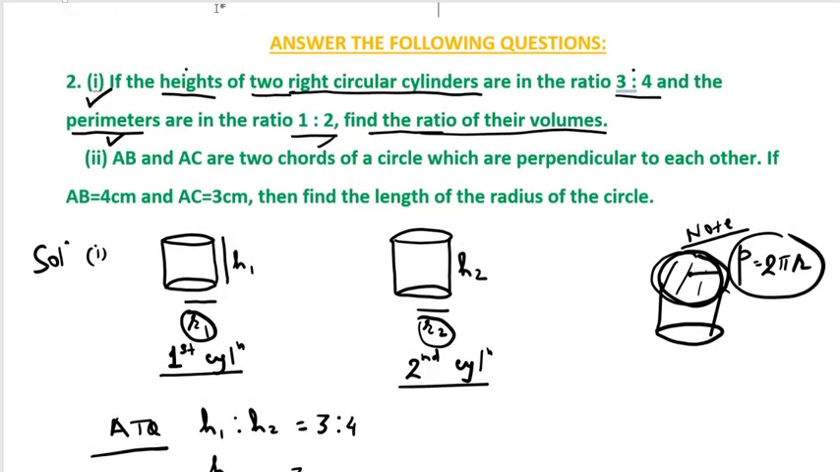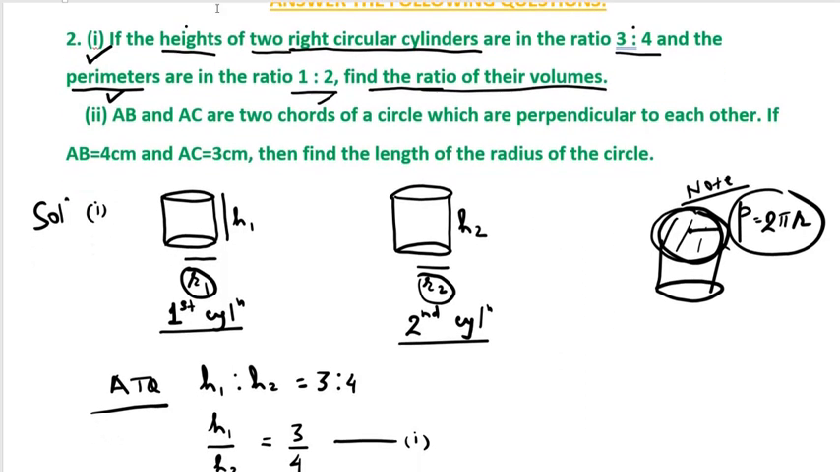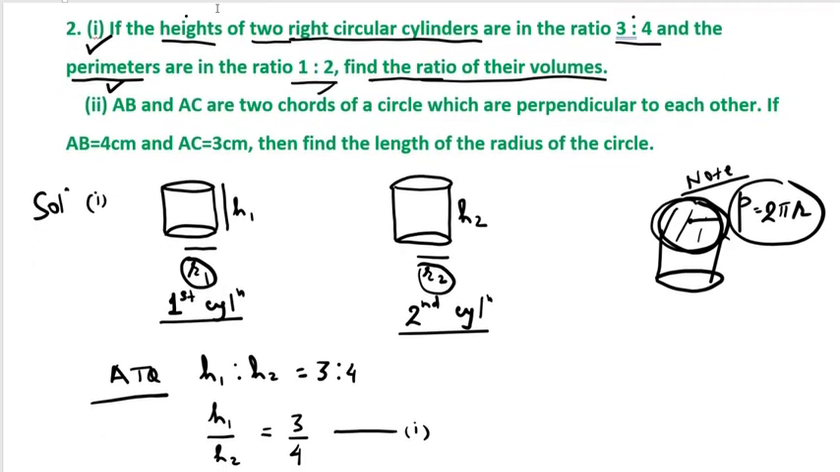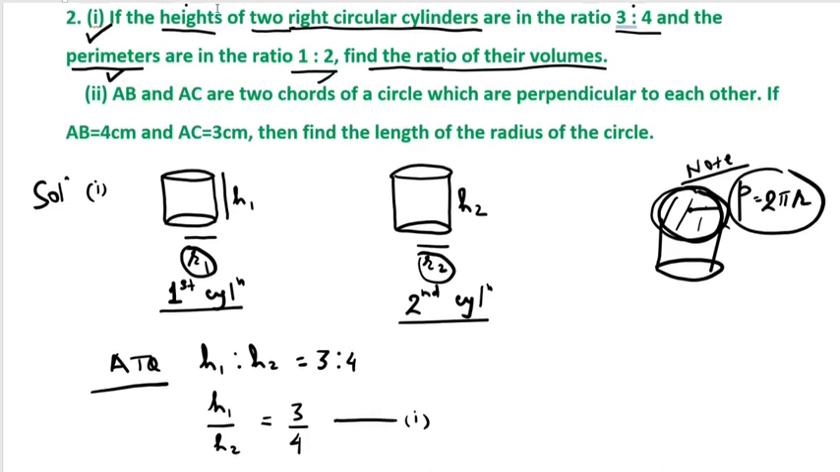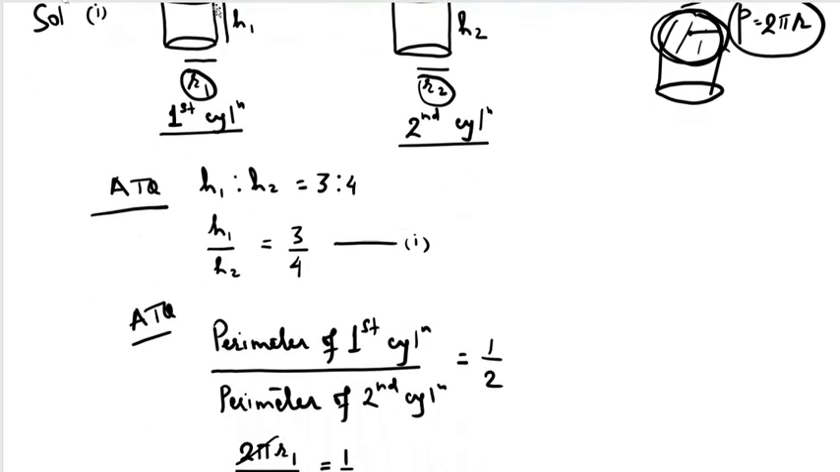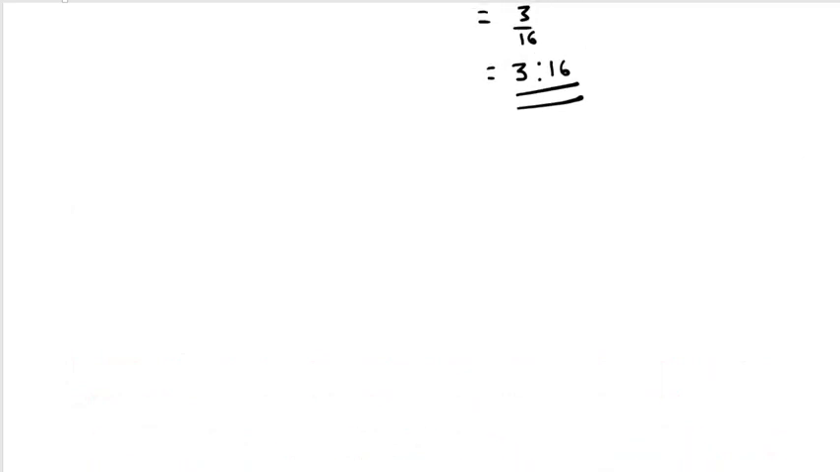Now we will do one more problem. Question number 2, sub question 2. Okay, AB and AC are two chords of a circle which are perpendicular to each other, 90 degree. Okay, if AB is 4, AC is 3, then you have to find the length of the radius of the circle. Okay, so how we are going to do that? I will help you.